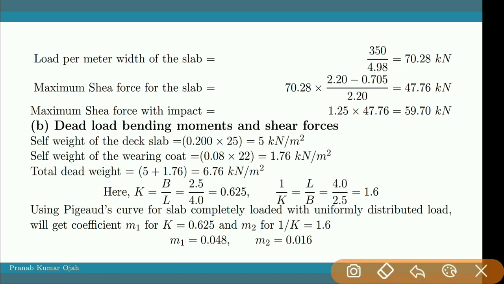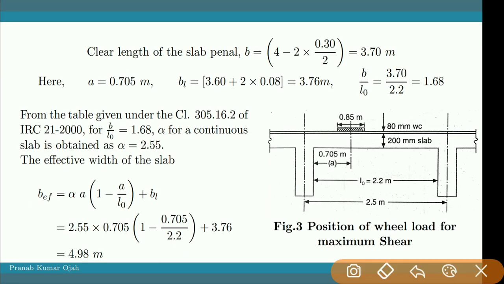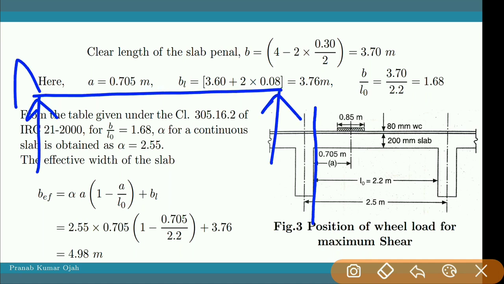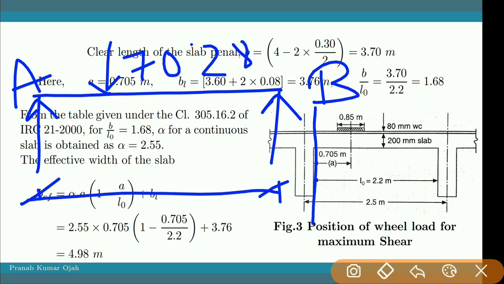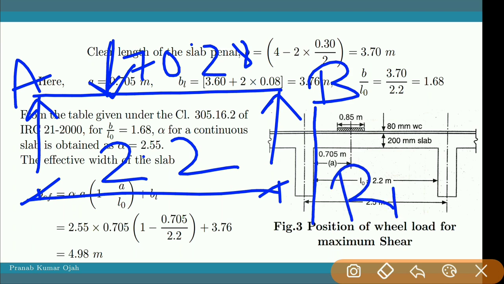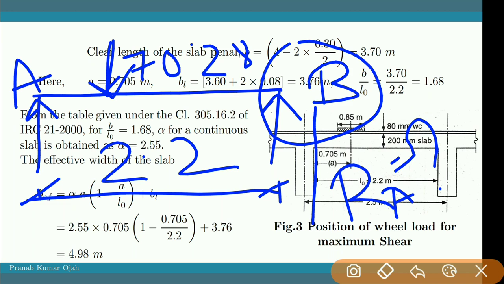Next, we have to calculate the maximum shear force for the slab. For this slab panel, I will get the maximum shear force at the face of the support, that is at the face of the longitudinal girder. So if you imagine a simply supported beam A and B, and this is the point load of 70.28 acting on the beam, and the span will be 2.2. As support A is the nearest to the point load 70.28, the reaction at A, that is RA, will give us the maximum shear. By taking moment about B, I can calculate this RA, and this will be the maximum shear force for the slab panel.